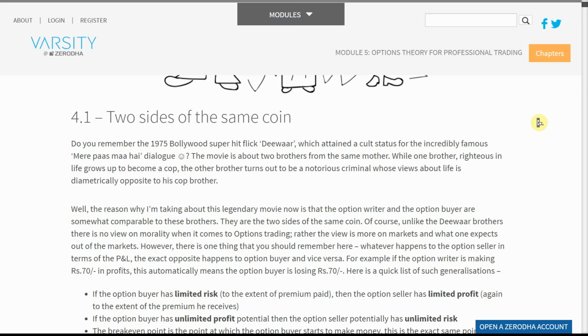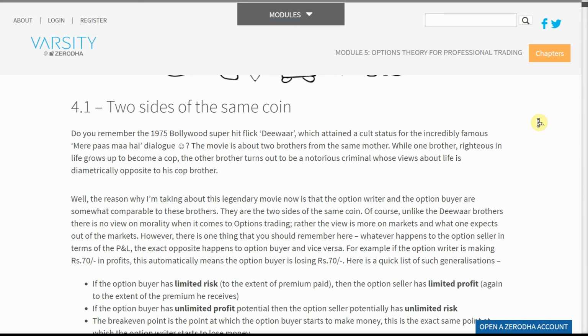Do you remember the 1975 Bollywood super hit flick Deewar, which attained a cult status for the incredibly famous "Mere paas maa hai" dialogue? The movie is about two brothers from the same mother. While one brother, righteous in life, grows up to become a cop, the other brother turns out to be a notorious criminal whose views about life are diametrically opposite to his cop brother.